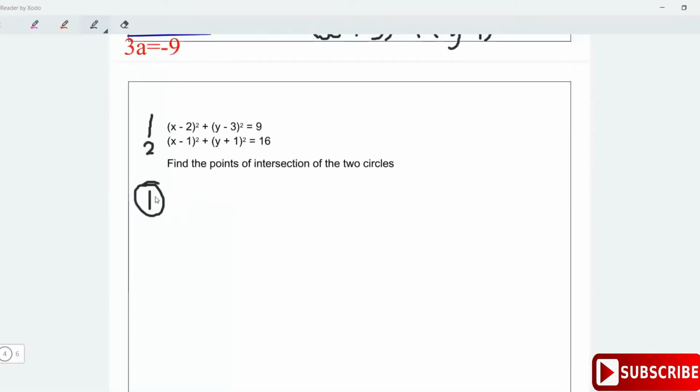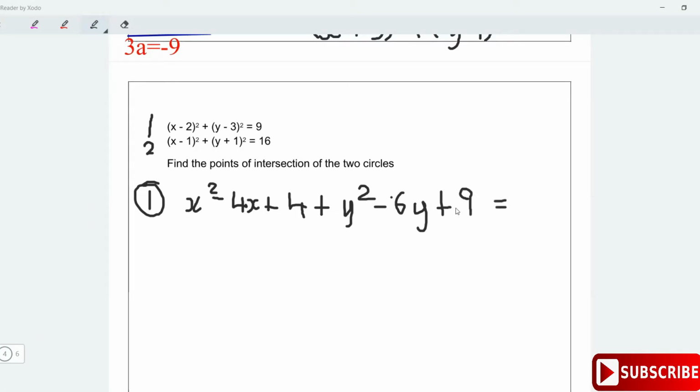that is going to become x squared minus 4x, then minus 2 squared is plus 4. Then we have y minus 3 all squared, that works out to be plus y squared minus 6y plus minus 3 squared, that's now just plus 9, and that's equal to 9. So that's what we get right here.